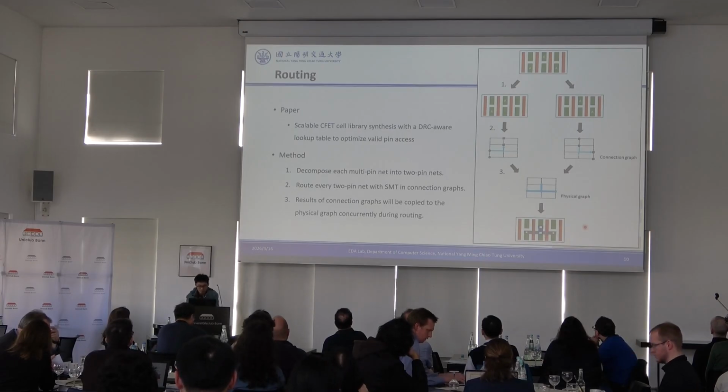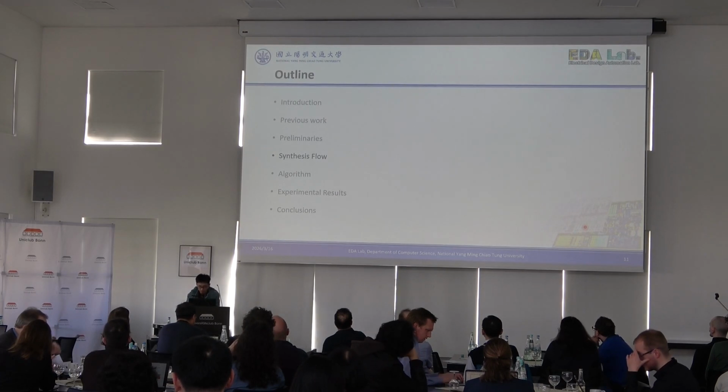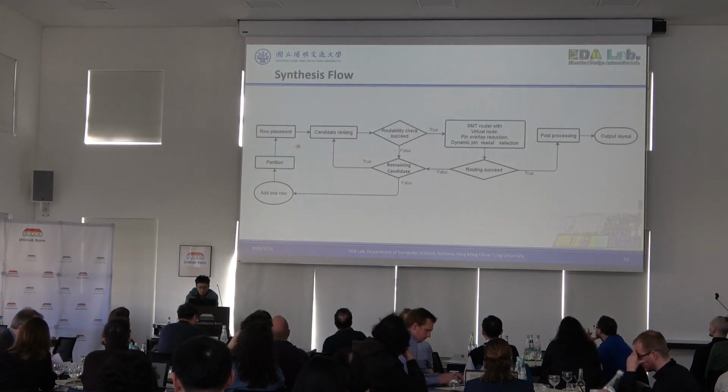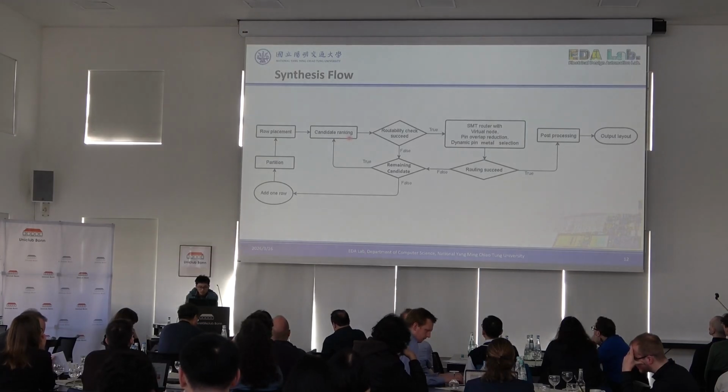Then our synthesis flow. We start from the single row structure and we rank our placement candidates. We then check current candidates' routability. If the check succeeds, we then apply routing.